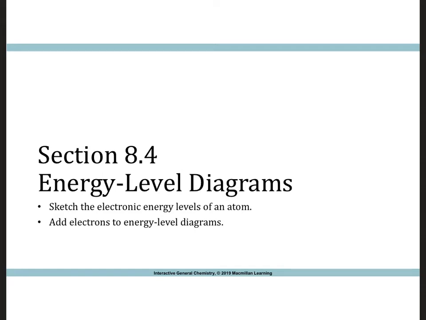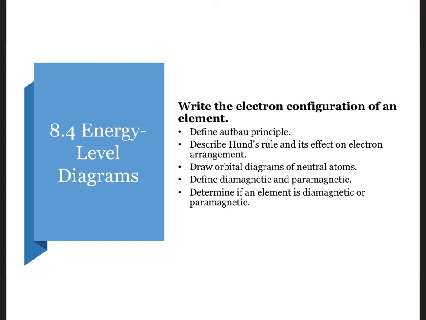In this lecture, we'll talk about how to draw the electronic energy levels of an atom and add the electrons to it in the proper order. We'll follow the Aufbau principle and Hund's rule to draw the correct orbital diagram for a neutral atom and then decide if it is diamagnetic or paramagnetic. Let's begin.